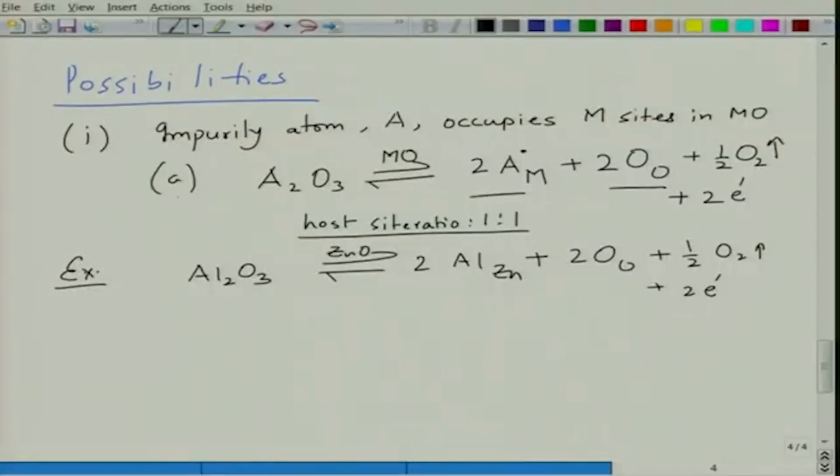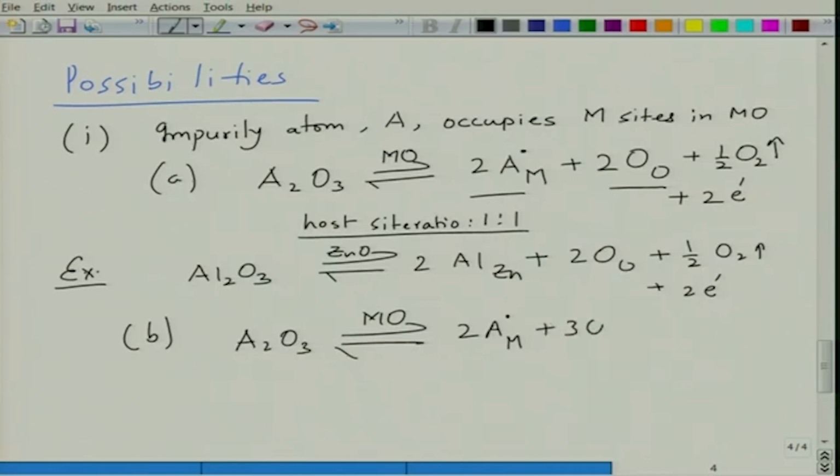So, this is the first possibility. What is the other possibility? The other possibility is A2O3 is in MO, 2AM plus let us say all the 3 oxygens go to oxygen site. Now, the site balance is disturbed because you have created 3 oxygen sites, but you have only 2 metal sites, which means one of the metal sites will be vacant. So, this is ionic compensation. You will create metal vacancy.